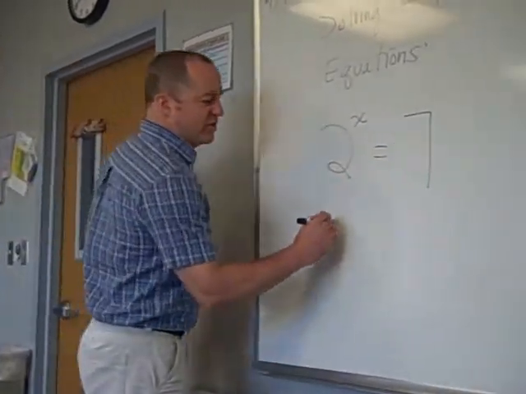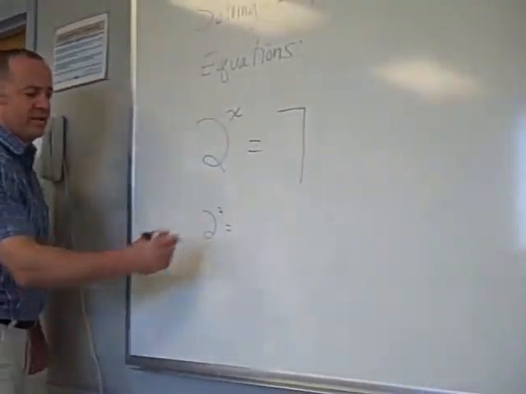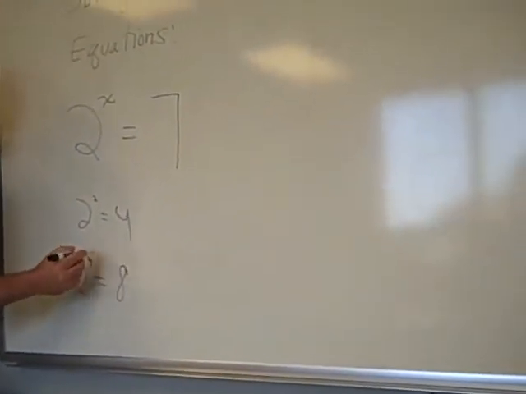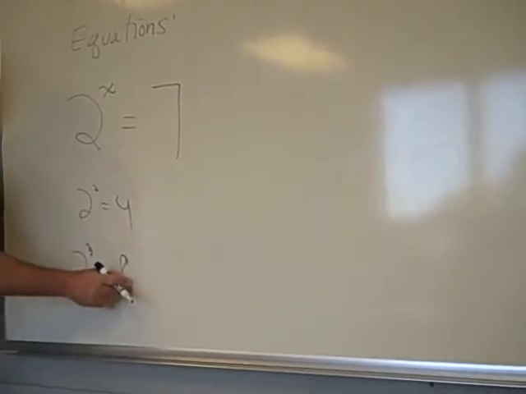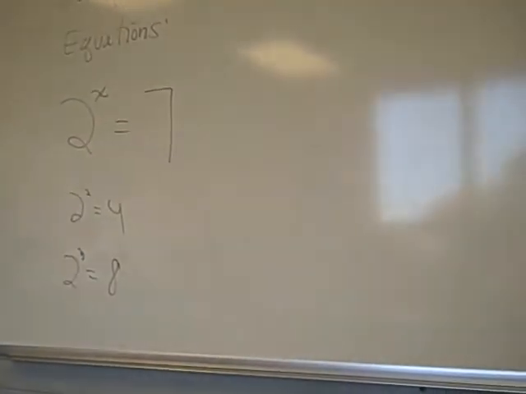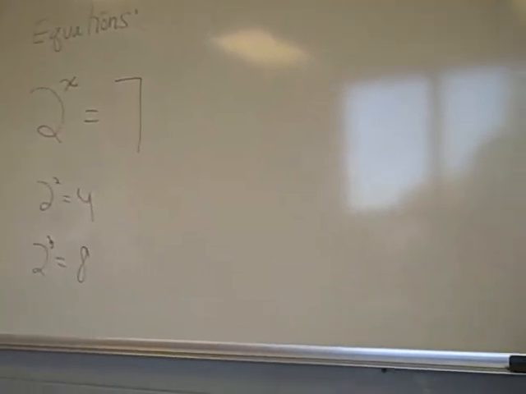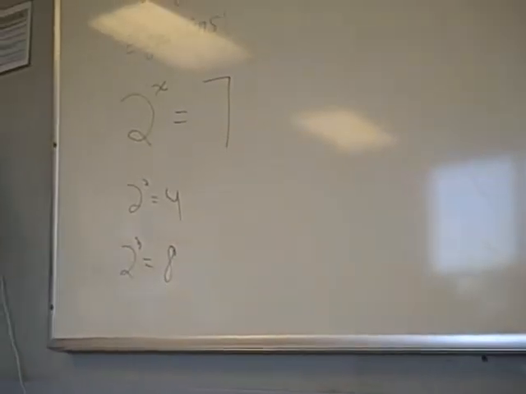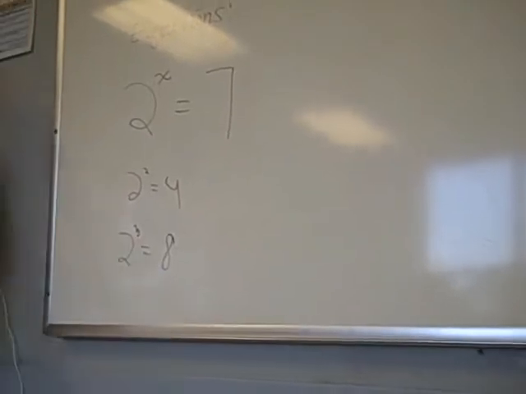But what does 2 squared equal? 4. What does 2 cubed equal? 8. If 7 is between 4 and 8, what do you think x is going to be? It's going to be between 2 and 3. My guess is closer to 3. Okay, so if I get anything other than a number between 2 and 3, I have done something wrong.